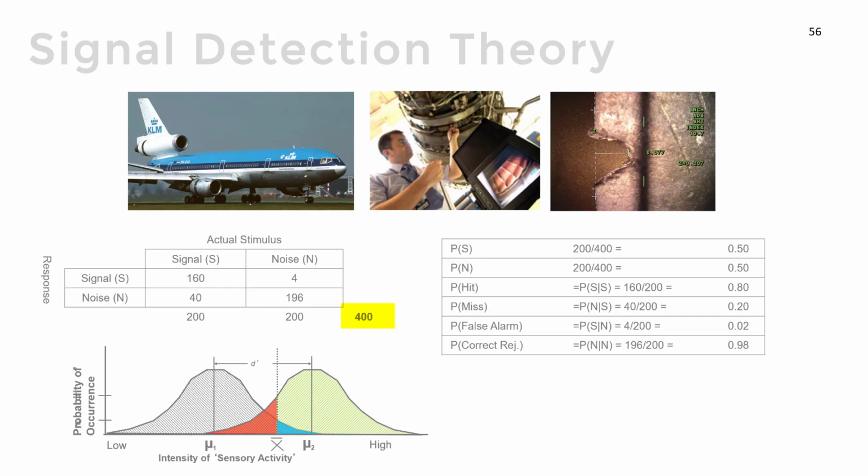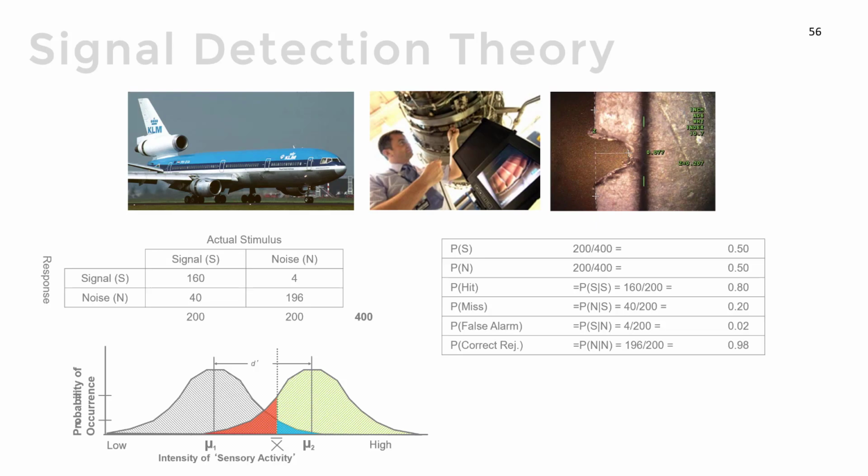And during 160 of these decisions, he identified a defect when in fact there was a defect. For 40 of these decisions, he determined that it was just noise when it was really a defect. And he identified 4 defects that were really only noise. But he correctly identified noise 196 times. So now let's look at how we can derive probabilities from these numbers.